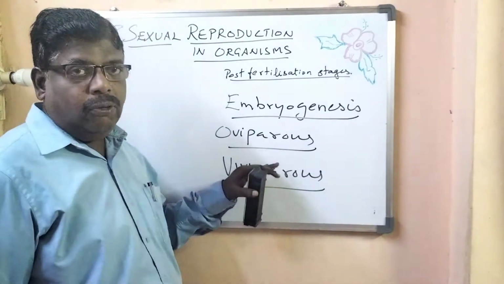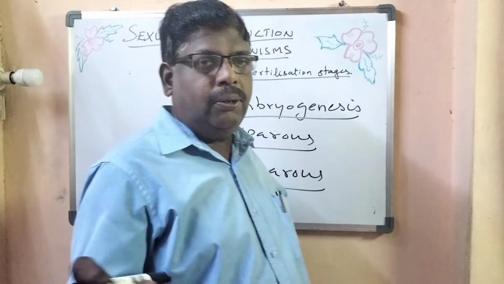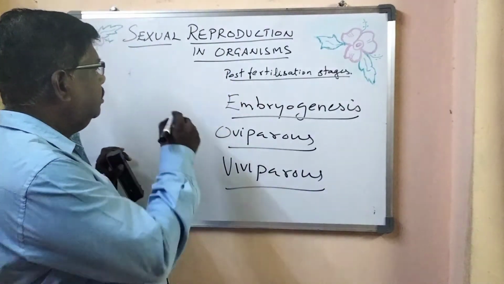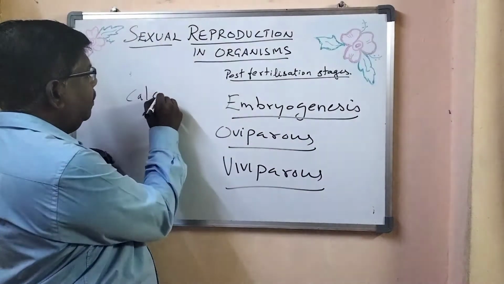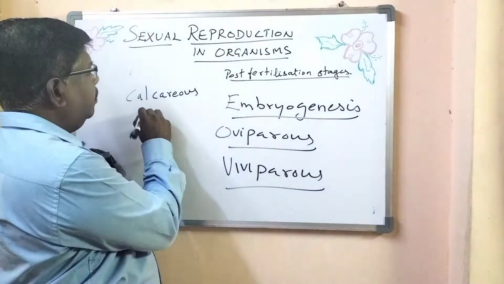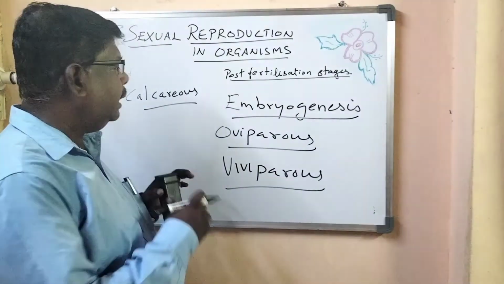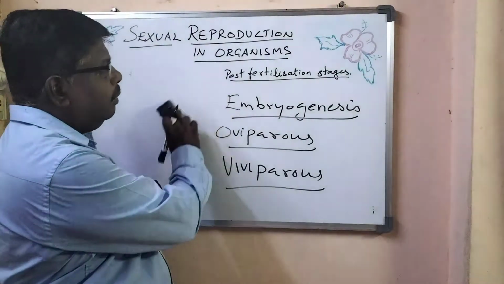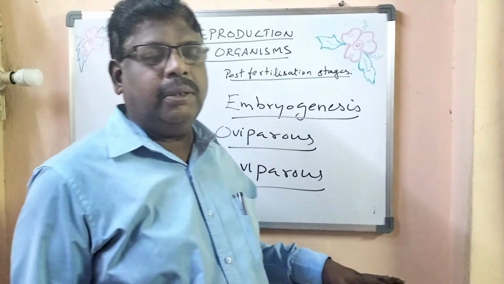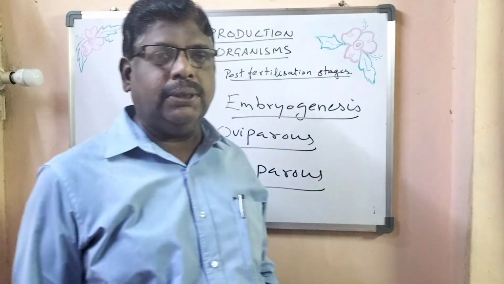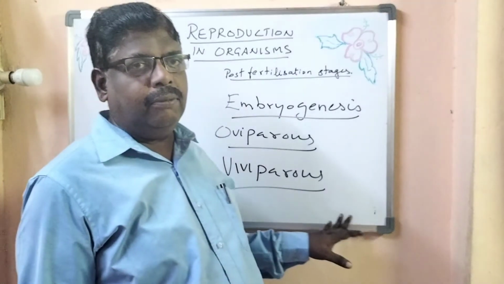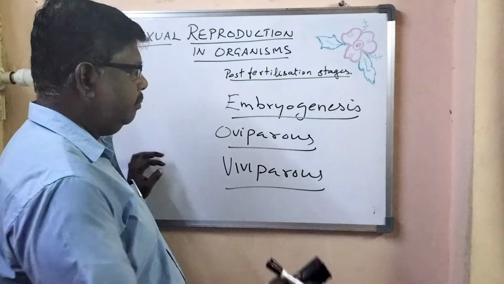In oviparous, eggs are laid, and the egg has a protective covering made up of a calcareous shell. And you know that eggs have to be hatched. They should undergo an incubation period, and then only the young ones will come out. So viviparous means animals that give birth to young ones.